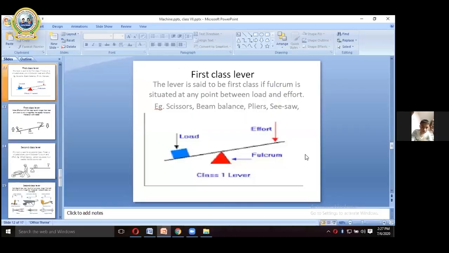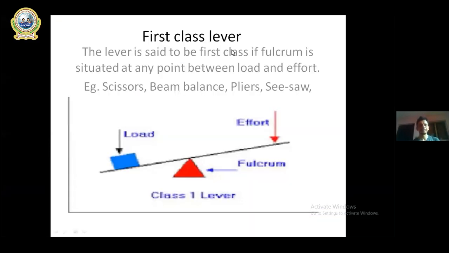Anyway, when the lever is in balance condition, as I told you earlier, there are three types of lever: first class lever, second class lever, and last but not the least, third class lever. The lever in which the fulcrum is situated at any point between load and effort is called a first class lever. You can see the fulcrum in the middle, with load and effort on either side. Examples: pair of scissors, beam balance, pliers, seesaw.